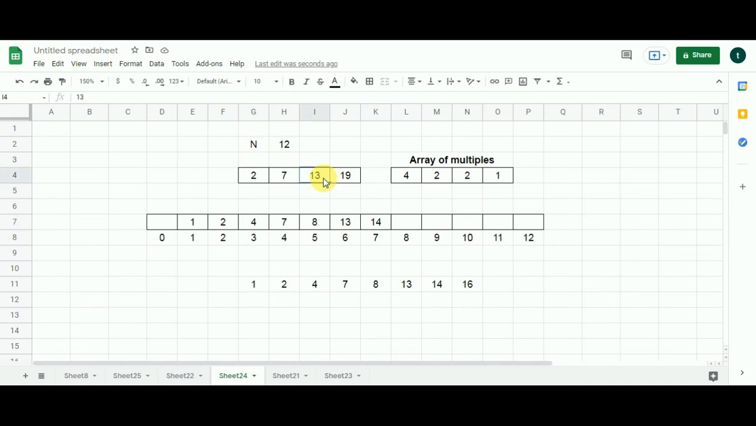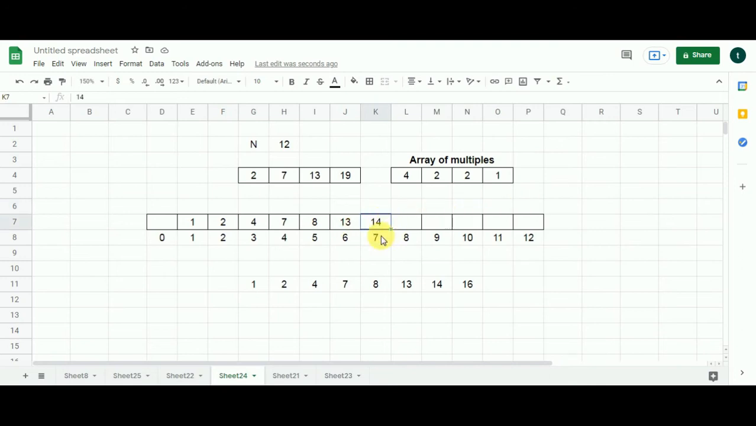We move to this 13. Here the index is 2 in the corresponding cell. At 2 we have 2, so 13 multiplied by 2 is going to give me what? 26. Now 26 is no way less than 14, so 26 gets eliminated and 14 stays. We move to the last number in the array of primes, which is 19. It is going to be multiplied with 1. So 19 is again not less than 14, so 19 gets eliminated and 14 stays.